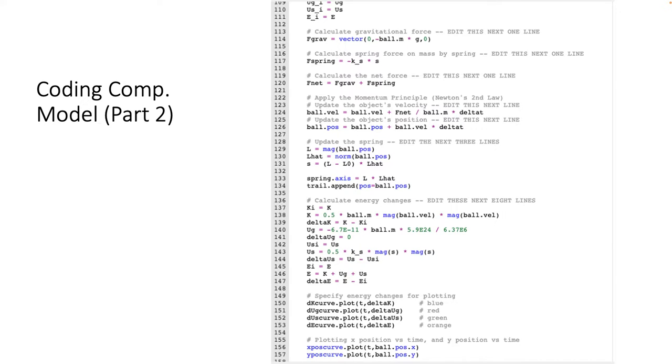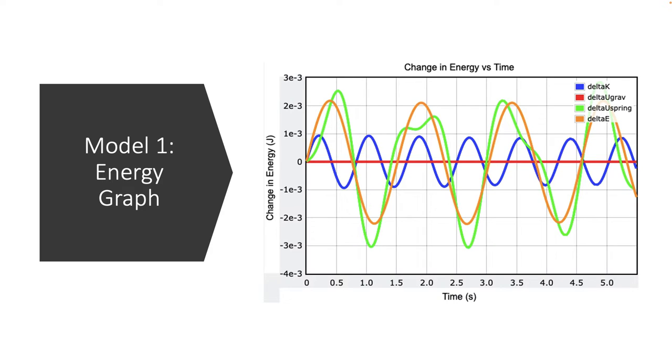Here we can see our calculation of S, our calculation of energies being updated, and our L being updated as well. So this is model 1. This is the energy graph.